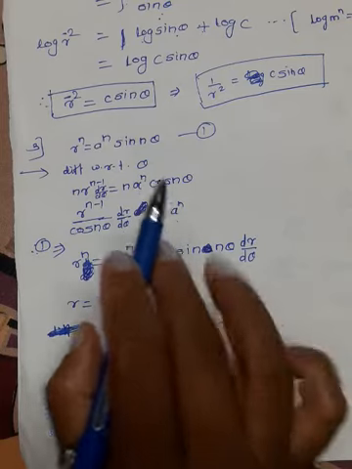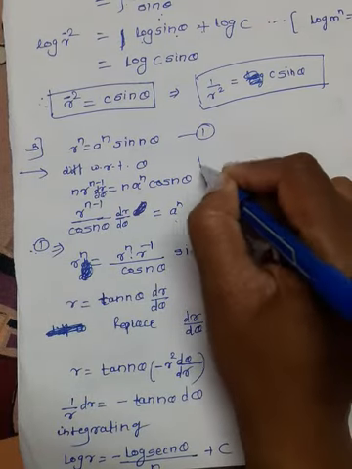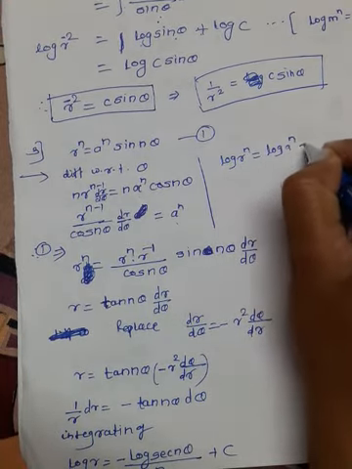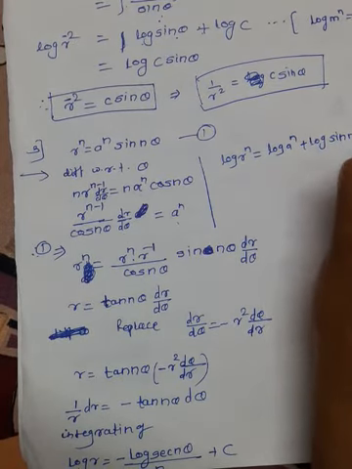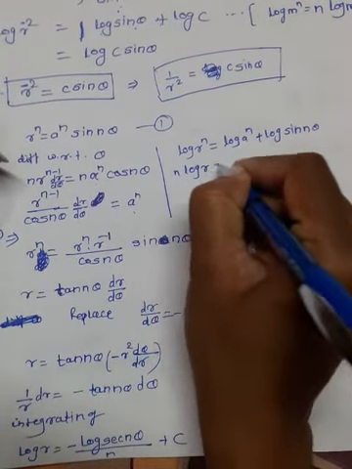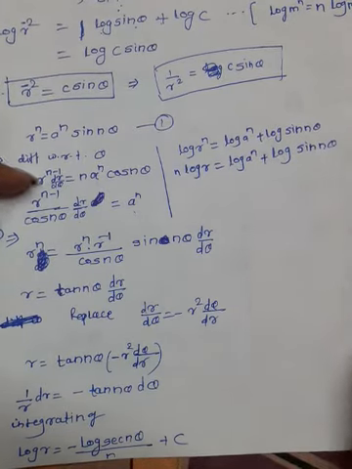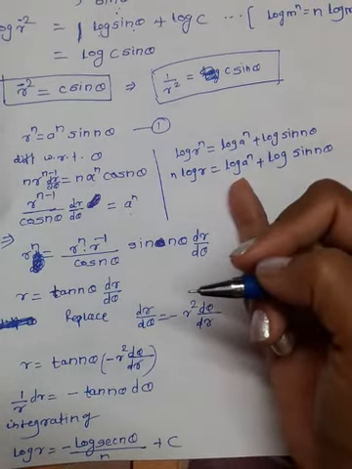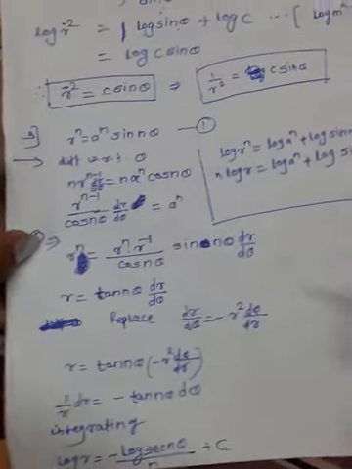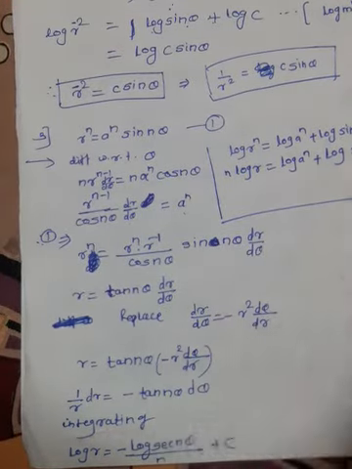In this step you can also use log on both sides. The other method you can try: log of r^n is equal to log a^n plus log sin nθ. This is n log r equal to log a^n plus log sin nθ. Now differentiate, and you will easily eliminate this constant. You will get the same answer. Try this also. Now in this example we are going through the other method only. You can go through this log method also.